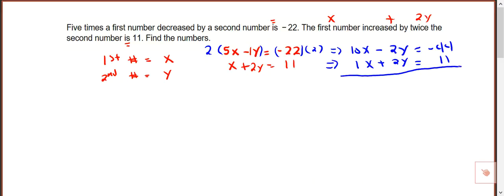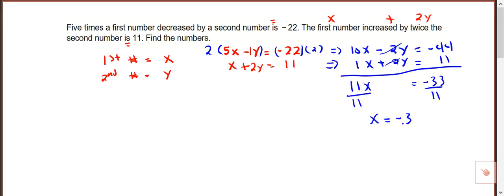Now I'm going to add my like terms here. So 10x plus 1x is 11x. Negative 2y plus 2y is 0. That's why this is called elimination. And then equals negative 44 plus 11 is negative 33. Now I'm going to solve this equation for x. So I have 11 times some number equals negative 33. So divide by 11. And we find that the value of the first number, or x, is equal to negative 3.